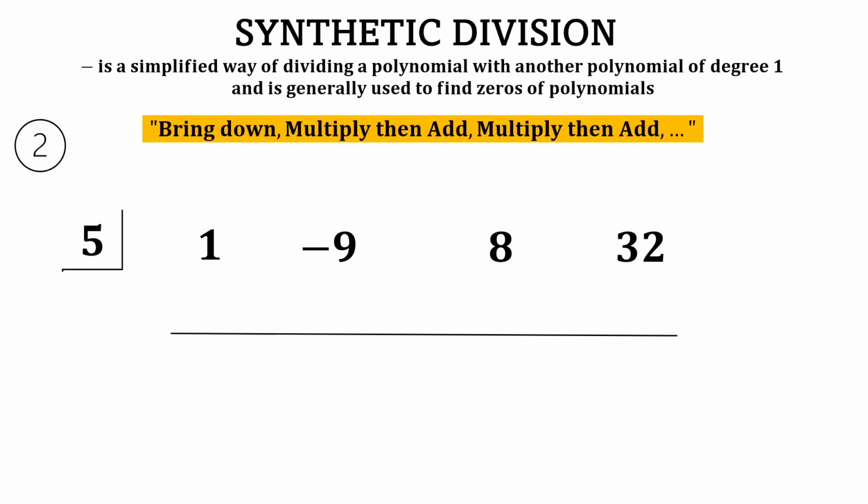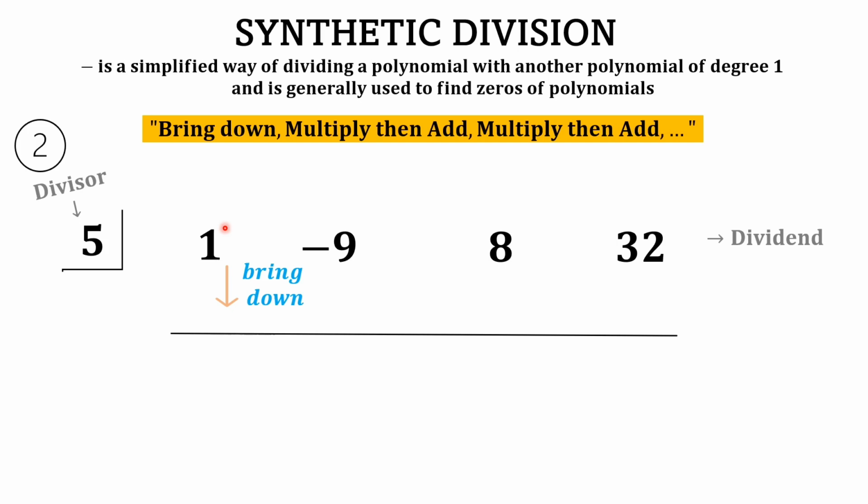So let's identify the coefficients. 5 is the divisor, 1, negative 9, 8, 32 are the coefficients of the dividend. Again, let's start.